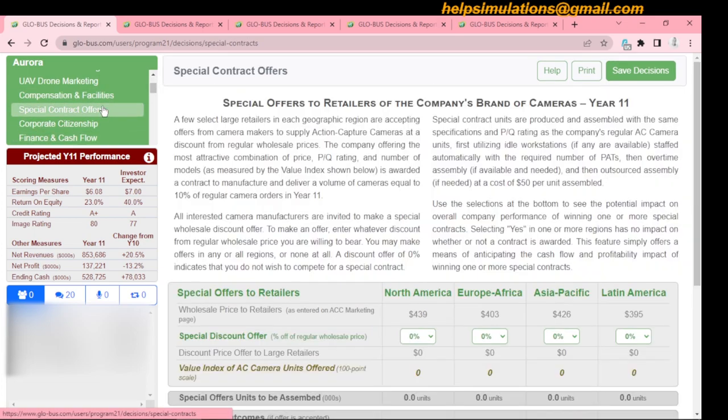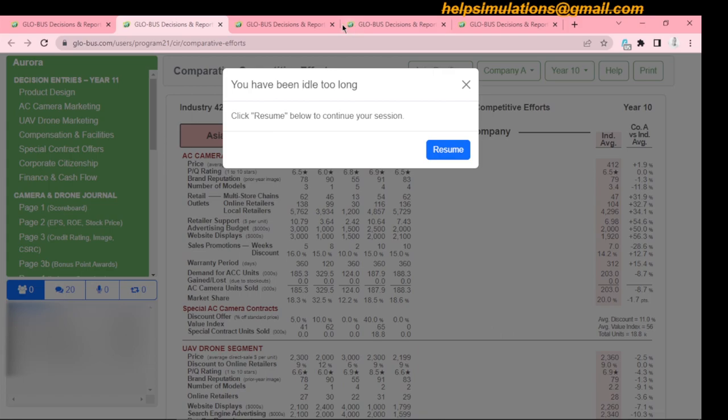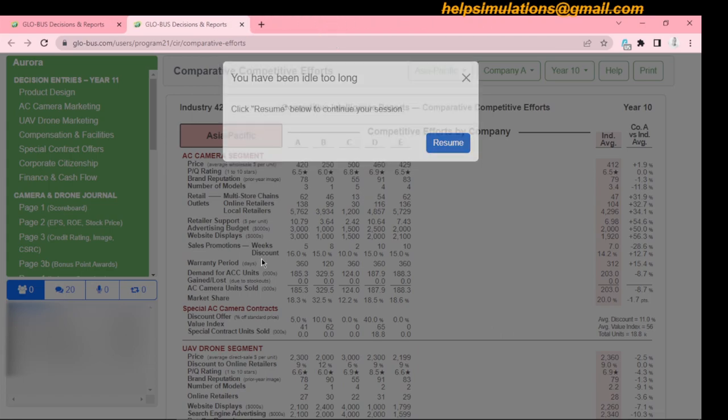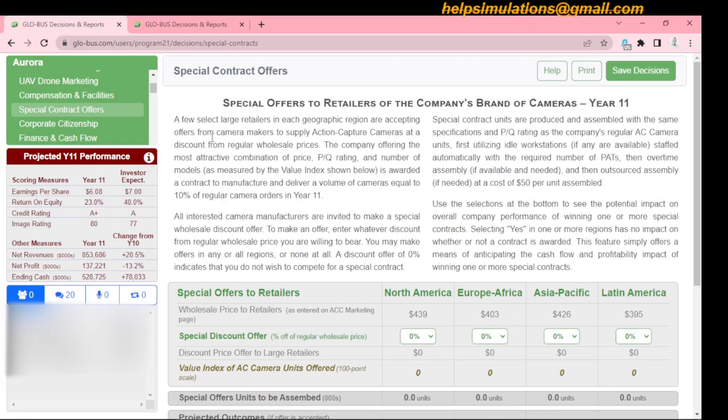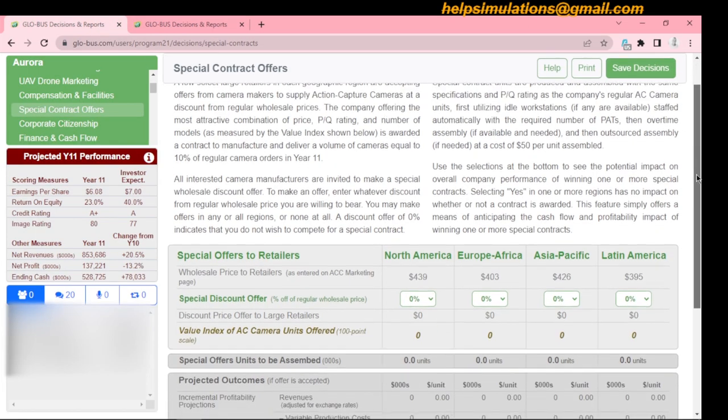Next we'll go to special contract offers. Under special contract offers, let me close these other tabs. You'll evaluate your CCE report and see the value index that won the last special contract. In Asia Pacific we have 65, Latin America about 67, Europe and Africa 63. So a value index of around 60 wins you the special contract, but it's not certain that it will win you the special contract.